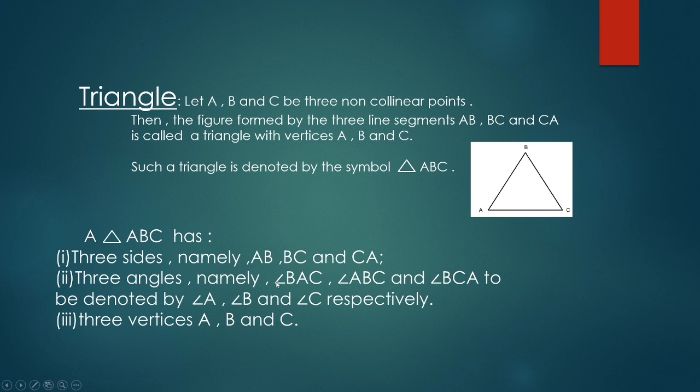Three angles, namely angle BAC, angle ABC and angle BCA, to be denoted by angle A, angle B and angle C respectively. Three vertices A, B, C. Therefore, a triangle has three sides, three angles and three vertices.